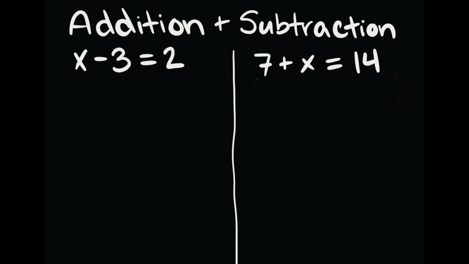4 more problems in this video, and it's your turn. I'll put the problems up, pause the video, and give them a try. Then come back for the answer. Starting with addition and subtraction, we have x minus 3 equals 2, and 7 plus x equals 14.